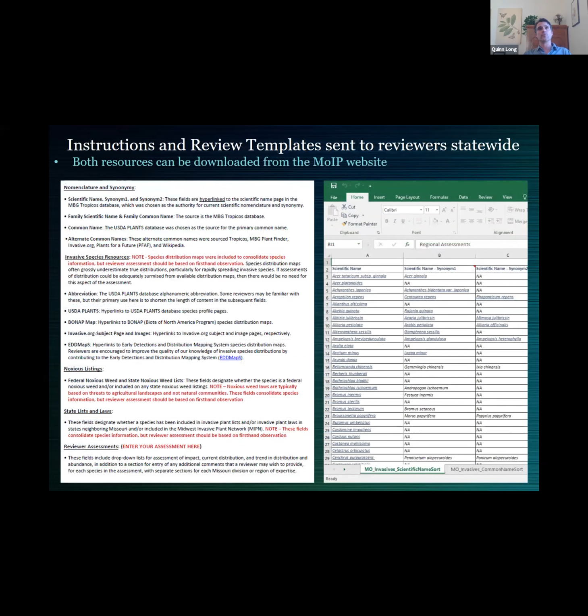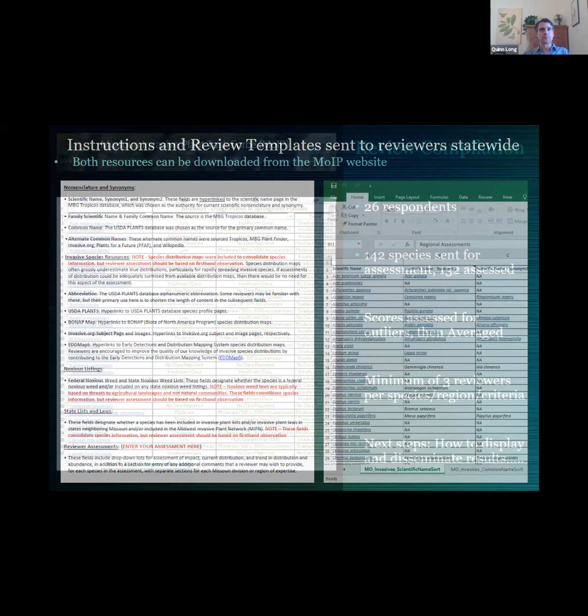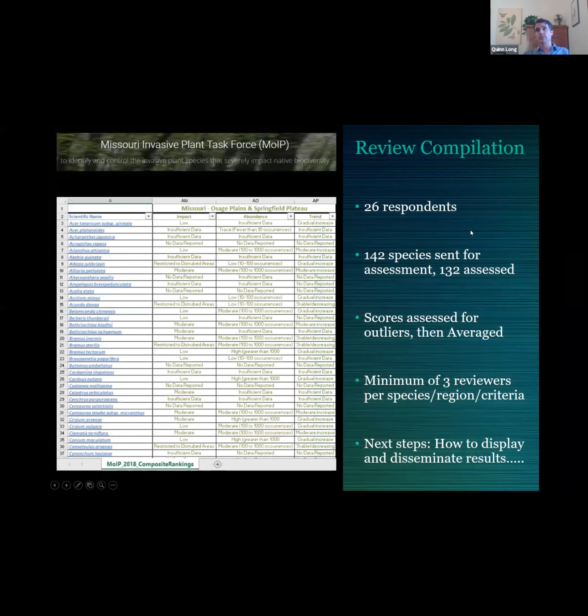So instructions and review templates were sent to reviewers statewide. These are trained field biologists, experts in their field, botanists, and biologists very familiar with the flora and natural communities of our state. And again, all of these resources can be downloaded from the MOAB website. We ended up with 26 respondents. Of these 142 species sent for assessment, we only received feedback on 132.